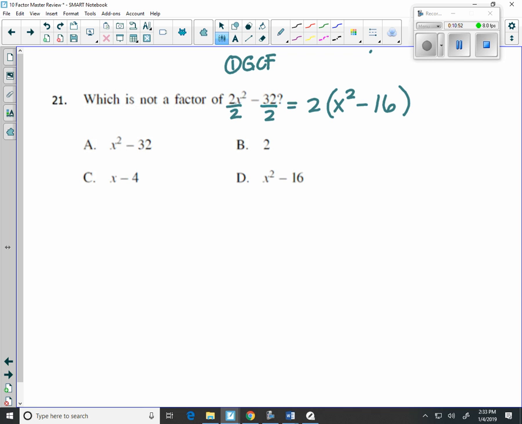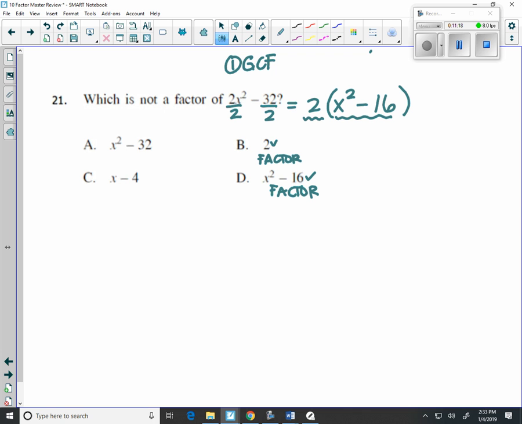So here I'm looking for which is not a factor. So here I see x squared minus 16. X squared minus 16 is absolutely a factor. So we're not going to pick that. It is a factor. 2 is also a factor. I'm going to keep factoring and see what else I get.